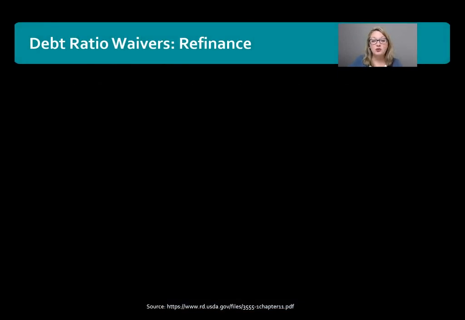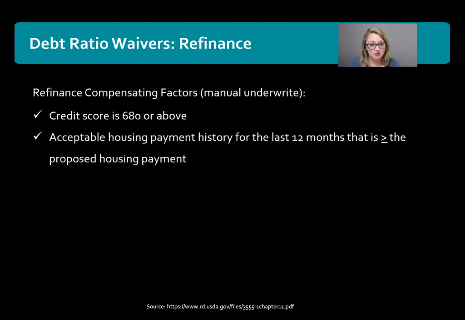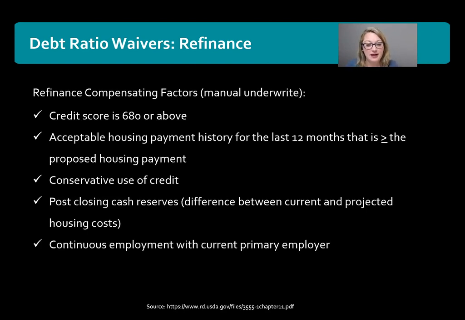Okay, so now let's look at refinances. So when will the USDA allow for flexibility and go over the 29-41 ratios when it comes to a refinance? Well, again, it must be a manually underwritten application. The credit score must be 680 or above. The acceptable housing payment history for the last 12 months must be greater than or equal to the proposed housing payment. The borrower must demonstrate conservative use of credit and post-closing cash reserves, which would be the difference between the current and the projected housing costs. So they would need to show that they have reserves in that amount.